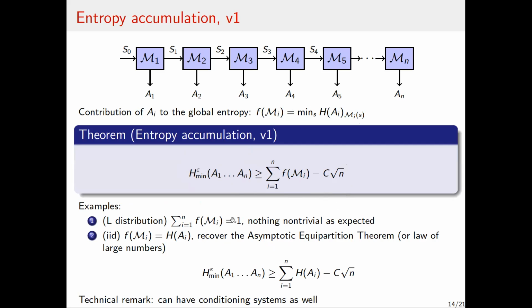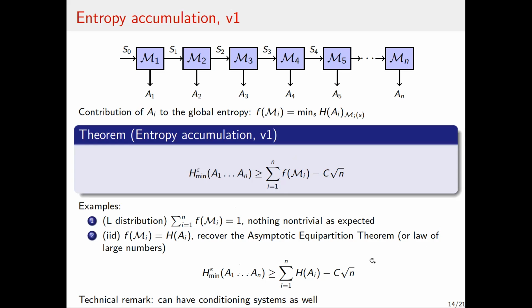And so yeah, this works well on these two examples. On the L distribution, it gives you nothing non-trivial, which is expected. And in the IID case, this gives us the well-known asymptotic equipartition theorem. Also, this is a consequence of the law of large numbers, if you want. And so we get this result.